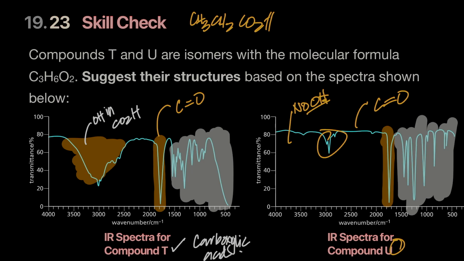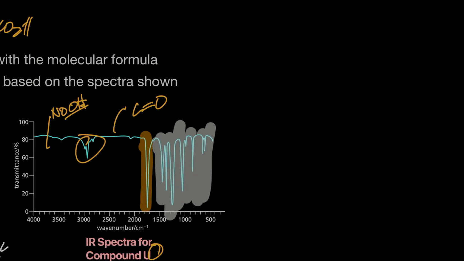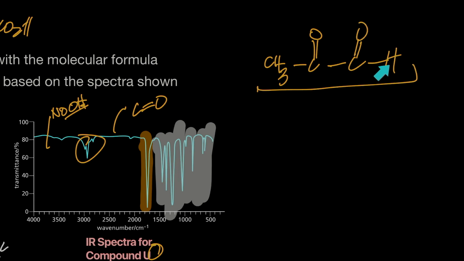So what do I figure about U? I'd say that U could be a ketone. Let's make a 3 carbon ketone, and then what? I can't put an OH here. Because there's no OH, I have to put another O and then H. But the problem with this structure is that I can't balance the H's. I need 6 H's, and there are only 4 here. So what I realize is that U must be an ester.